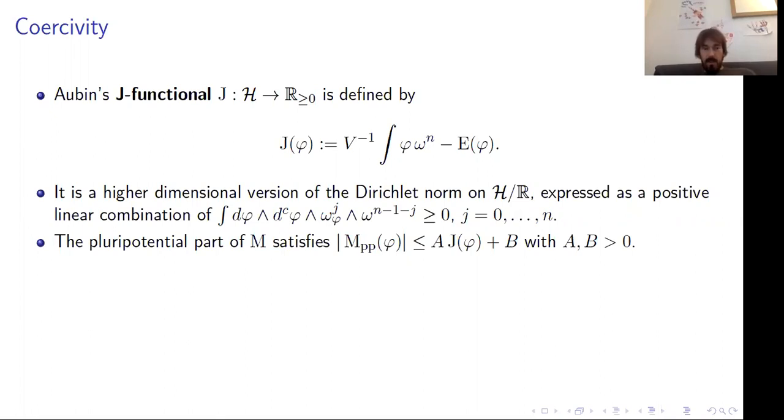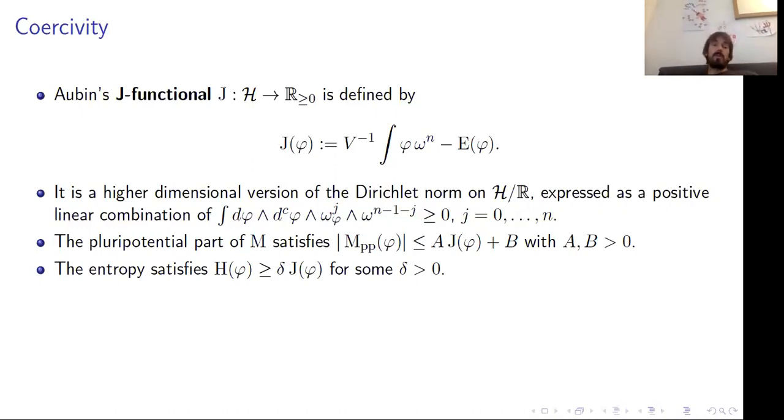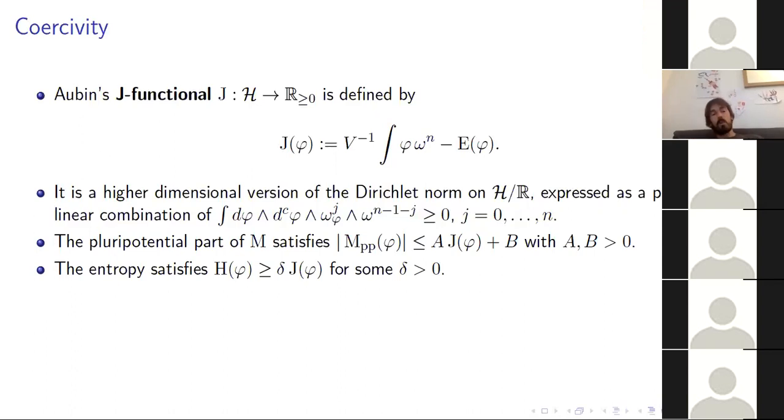So if you come back to the K energy M, the Mabuchi functional M, its pluripotential part is controlled by this Dirichlet norm, by the J functional, in a linear way. We have a bound like this: M_pp of phi can be bounded in absolute value by a linear function of J of phi. And the entropy part also is controlled, but this time only from below, by the J functional. You have a linear bound from below. So the entropy grows at least as fast as J of phi, and in fact, strictly faster. It's a much stronger condition to bound the entropy than to bound the energy. So entropy controls the energy.